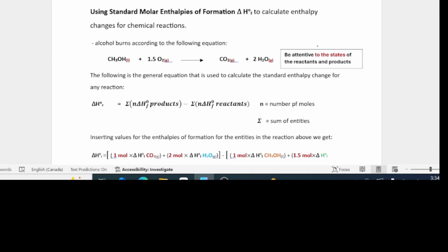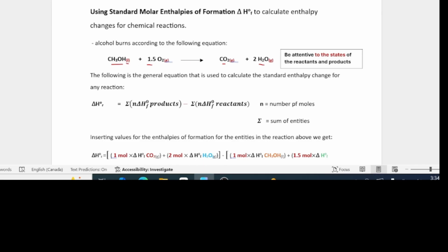We will now show how you can use standard molar enthalpies of formation to calculate enthalpy changes for some reactions. Here we are burning methanol, or methyl alcohol, in oxygen to give carbon dioxide and water. Now you have to be very attentive to the states of these species in the reaction.